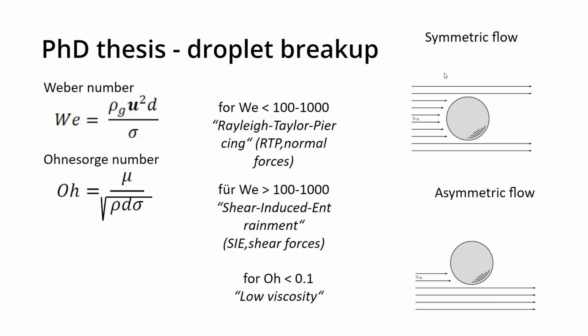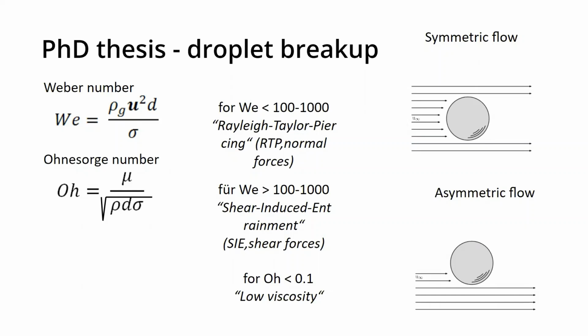So from the literature, for low viscosities, you could estimate that for a lower Weber number, you will have so-called Rayleigh-Taylor piercing, which means that your droplet will be flattened and then after a while pierced through the center. And for very high Weber numbers, you have shear-induced entrainment, which means that the airflow will shear off layers of your fluid as it is rushing by.